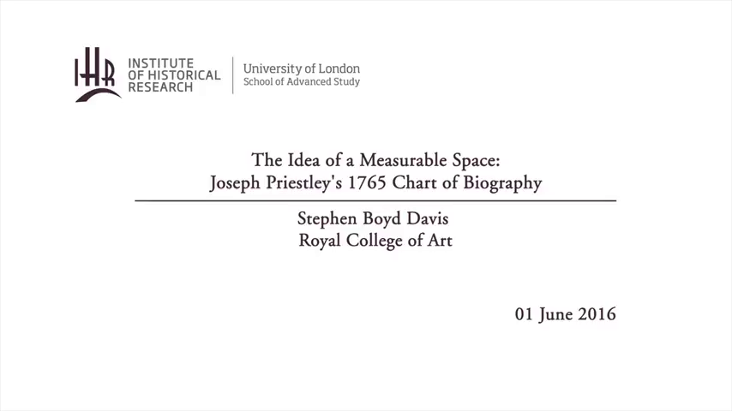I don't think I probably need to tell most people in this room who Joseph Priestley was, but some of the other characters may be less familiar, and I'm happy to try to answer questions about them afterwards. So, Priestley's 1765 chart maps individual lives on a uniform timescale, and that's important, from 1200 BC to 1800 AD. Possibly for the first time, each life is represented by a single line whose length denotes duration.